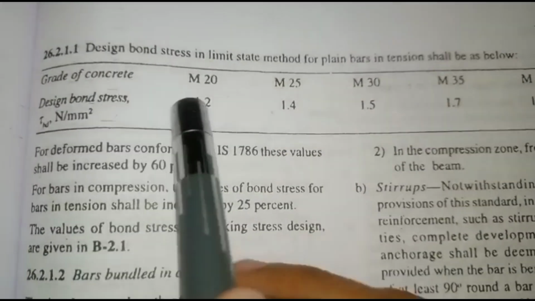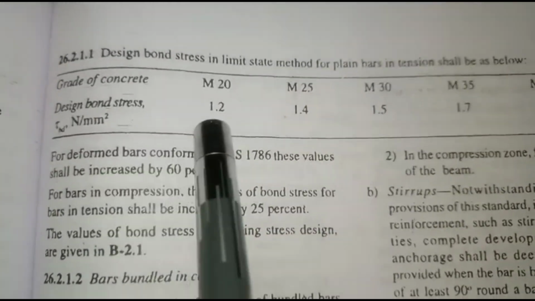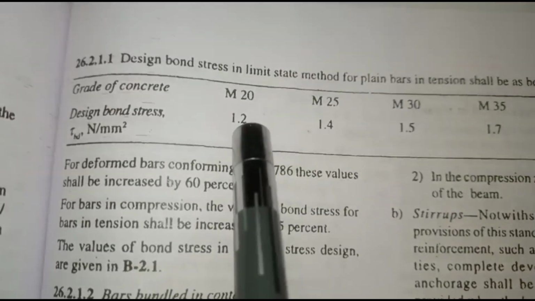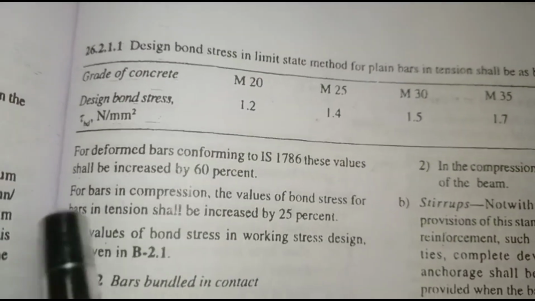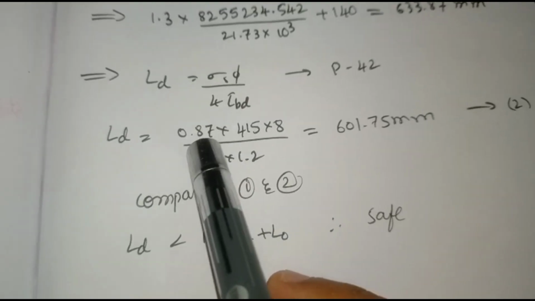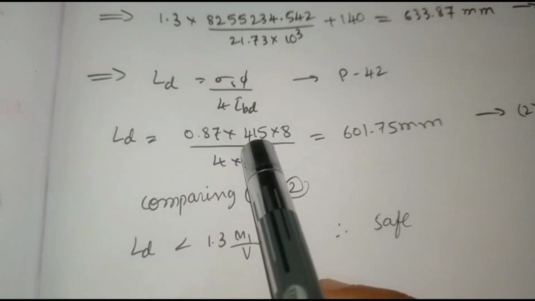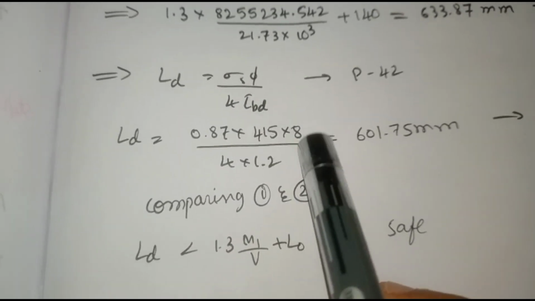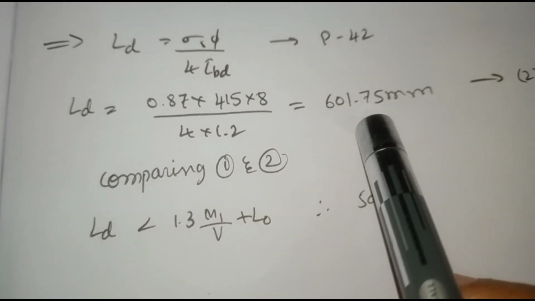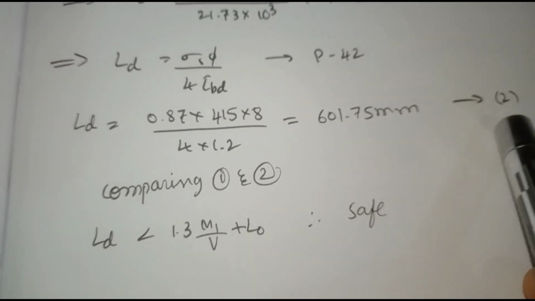The grade of concrete given is 20. So for 20 we have the design bond stress value as 1.2 Newton per mm square. So we need to take the tau BD value as 1.2. Now substitute all the values. Sigma s is nothing but 0.87 into Fy. Fy is 415, diameter 8, divided by 4 into tau BD value 1.2. By simplifying it will come out as 601.75 mm. Call it equation number 2.